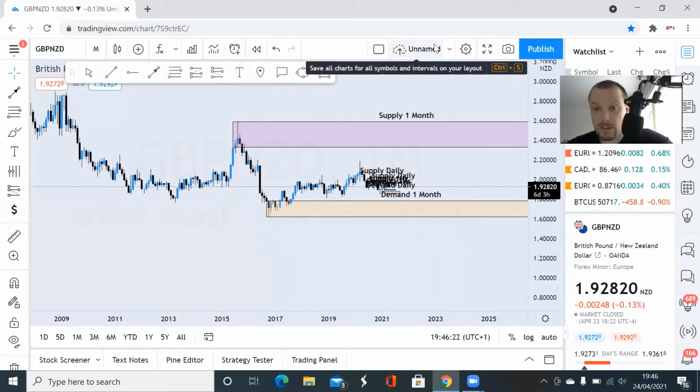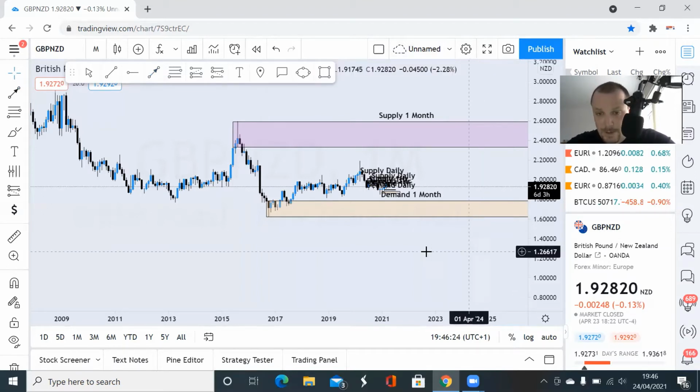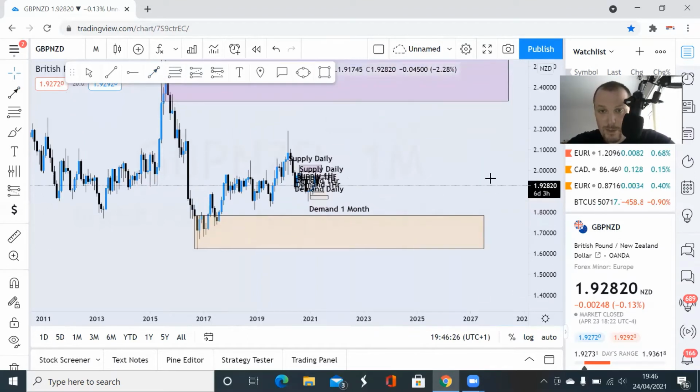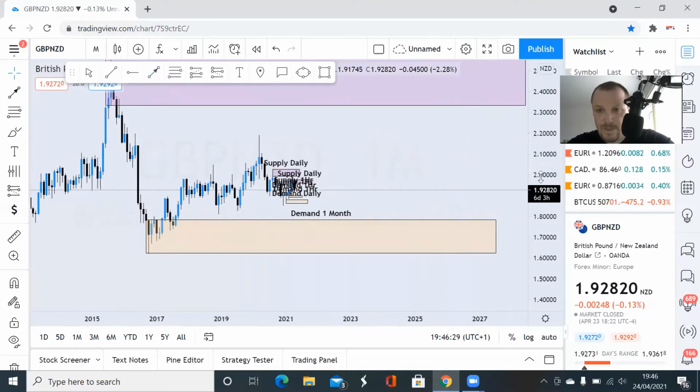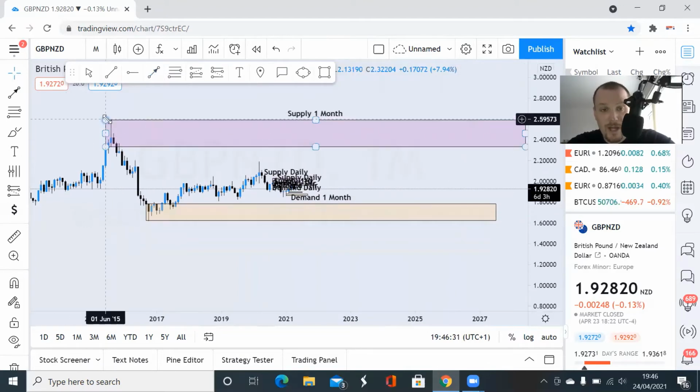So we're going to then go down to the daily. Okay, so if we just open up the chart a bit more, you can see as well, we've got the high to a low. So we've got one leg movement, a high point to a low point.